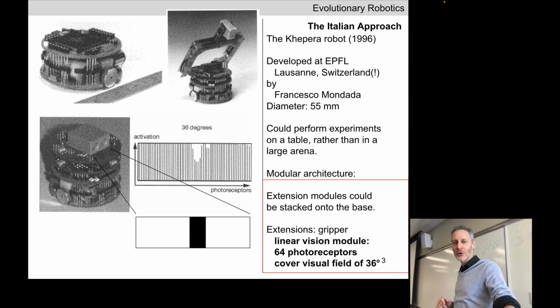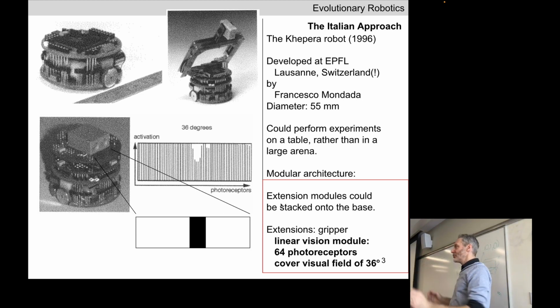Let's go back to the 90s. In this very first experiment that was reported in 1996, they did not use the gripper. They took this basic Khepera robot with two wheels, and they put a linear vision module on top. This is not quite a camera, but it's almost there. It sends out some light beams across 36 degrees in front of it, so it can see with a range of about 36 degrees. Humans can see about 175 degrees.